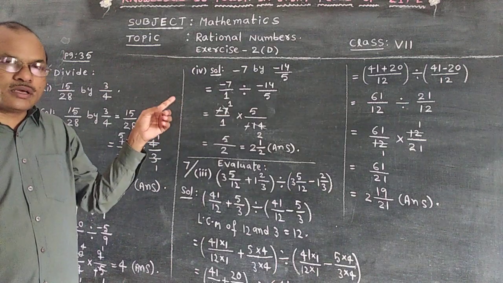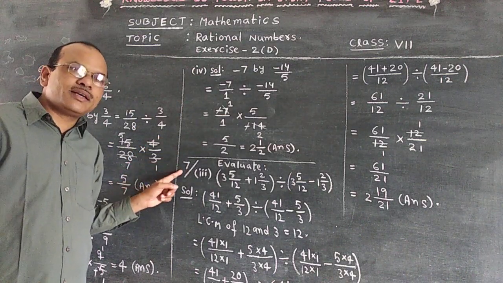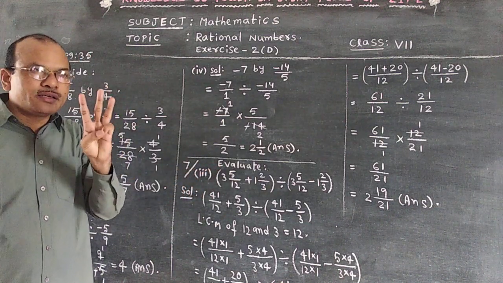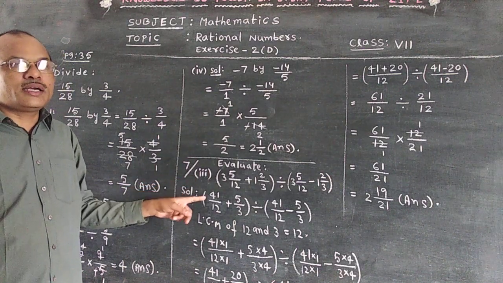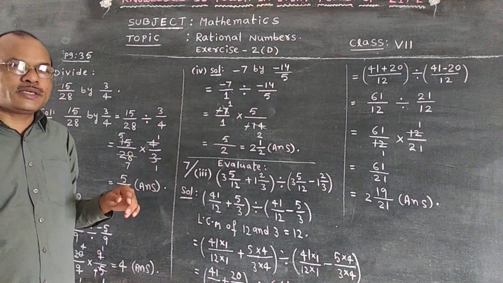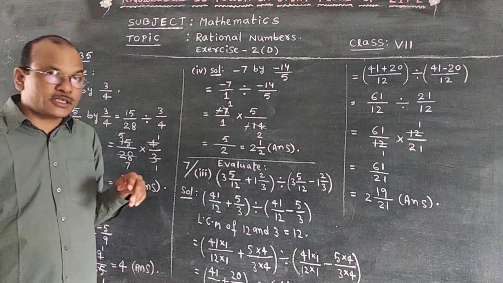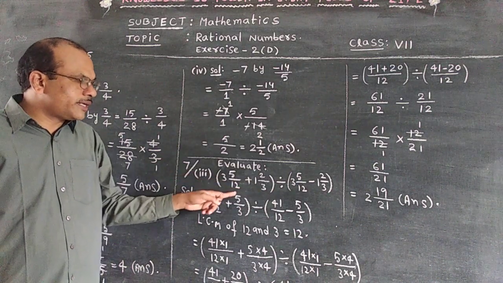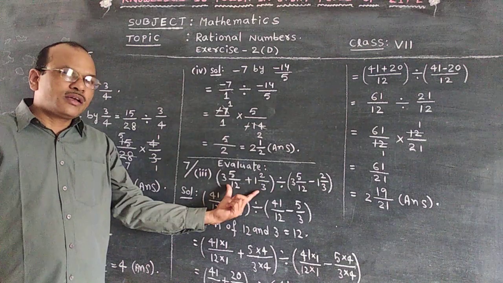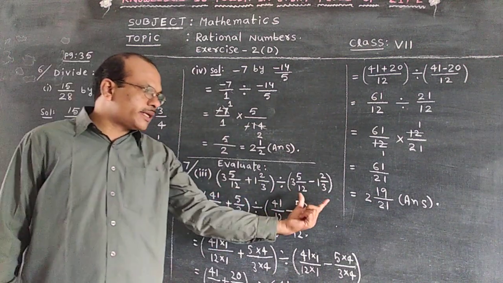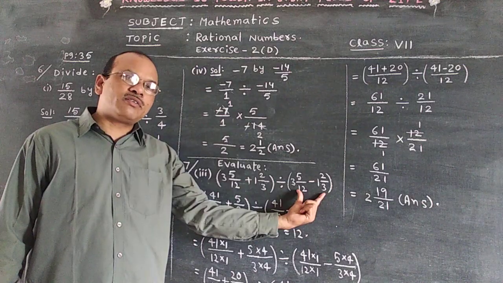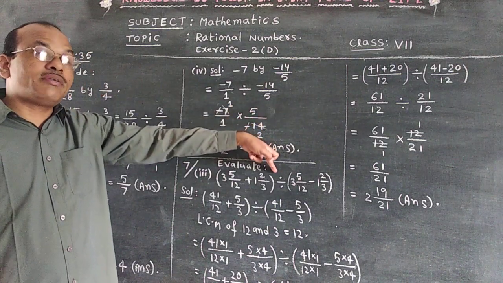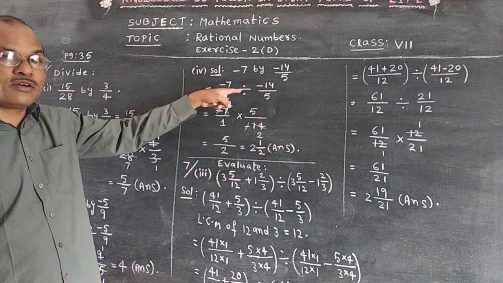With the same knowledge, the same concept, we will go for question number 7. In that, evaluate is given. There are 3 bits in total. Let me teach the 3rd bit. With this knowledge, you can do the 1st and 2nd bits in the revision book or any practice notes. Now let us see the 7th question, 3rd bit. Here in the first bracket, 2 mixed fractions are given with a plus symbol. In the second bracket, 2 mixed fractions are given, with a minus symbol between them. Between the 2 brackets, they have given the divided by symbol. That division symbol we have learned earlier.